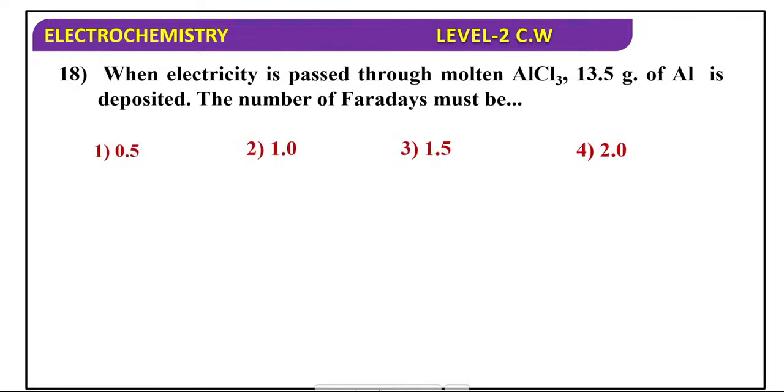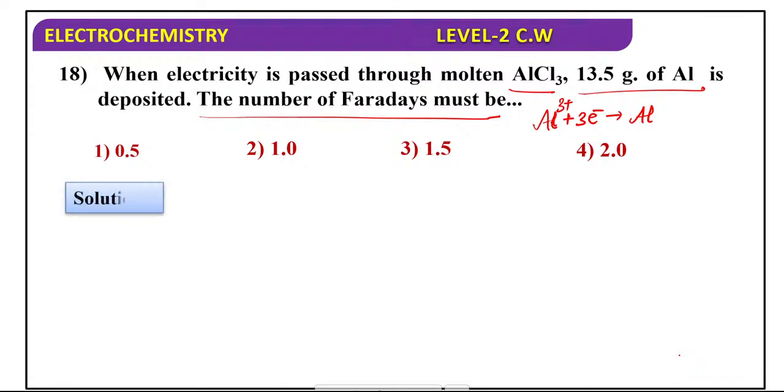Okay, when electricity is passed through molten AlCl3, 13.5 gram of aluminium is deposited. So the number of Faradays must be, Al3 plus 3 electron to give aluminium. 13.5, it is 27, means it is half mole of aluminium. Tell me how many Faradays are passed?